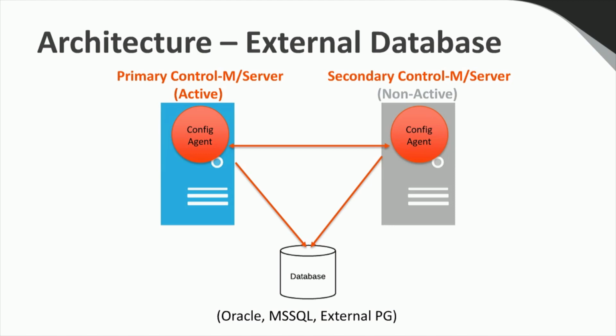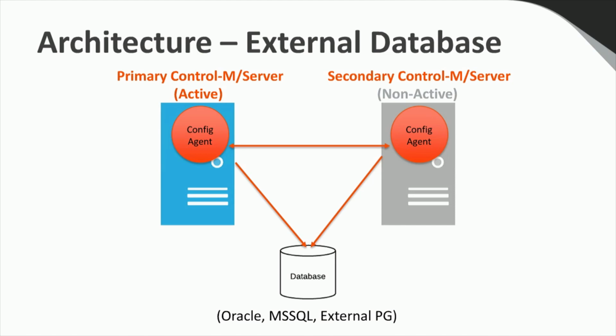Configuration agents on the primary and the secondary talk to each other using network connections and use ports 2368 and 2369, and both of them access the database to read and write information. A failover from the primary to the secondary can be caused either by a manual operation using a command, or automatically when the secondary configuration agent realizes the primary environment is not responding. The configuration agents are responsible for activating and deactivating the processes on the two nodes in order to maintain the availability of the Control-M Server functions.